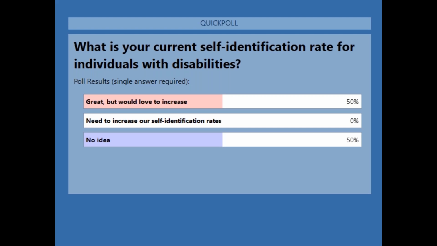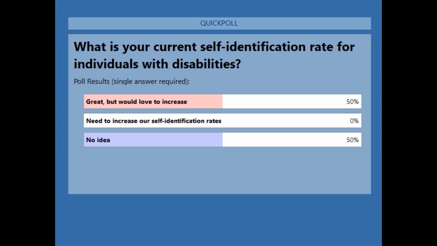So it looks like we got some folks who are doing great, but they'd love to increase those, and some have no idea. And I'm going to go ahead and tell you that the no idea response is probably the most common. So you're not alone. And for those of you who are doing great and would love to increase, thank you for being here as well. We hope to provide some tips for each party here with some actionable items.